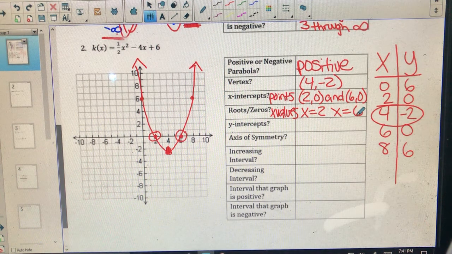Now, since my x-intercepts were points, again, my y-intercept is also going to be a point, and I'm going to box it in. It's where I cross the y-axis, and I need to write it as a point like I just said, which is the point (0, 6).